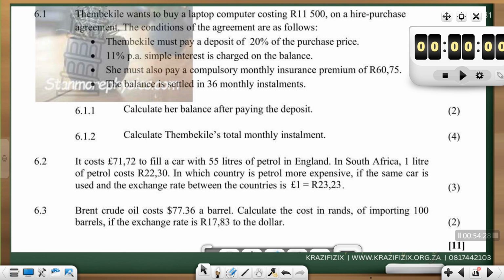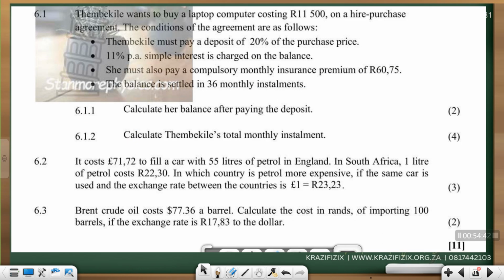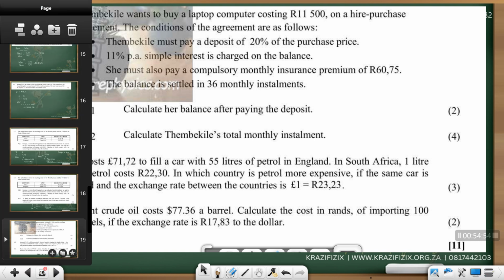Okay, let's breeze through this question as quickly as possible. We only have 5 minutes. Then we want to quickly step into measurements. Tembekile wants to buy a laptop costing her 11,500 on a hire purchase agreement. We know what that means. Tembekile must pay a deposit of 20% of the purchase price.